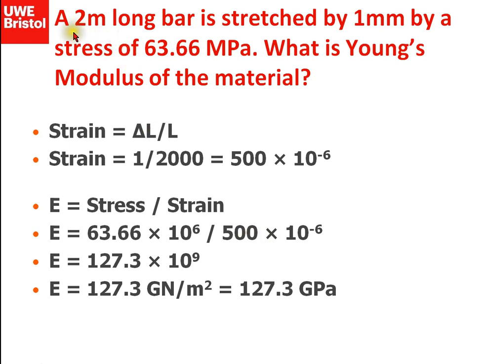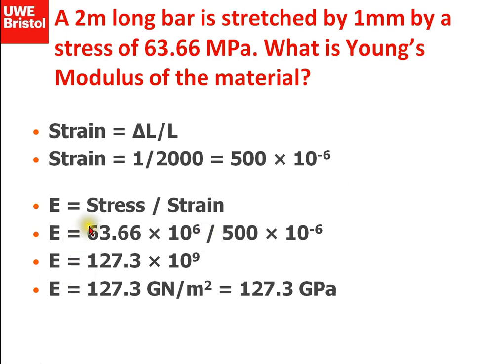Here we are looking at a problem where you've got a 2 meter long bar. It's stretched by 1 millimeter, and it has a stress of 63.66 megapascals. Can you work out what the Young's modulus is for this problem? Well, let's work out what the strain is first. Let's take the 1 millimeter extension and divide it by the length of the bar. So we've got 1 divided by 2000 millimeters, as I've changed my 2 meters into 2000 millimeters. That works out to be 500 microstrain.